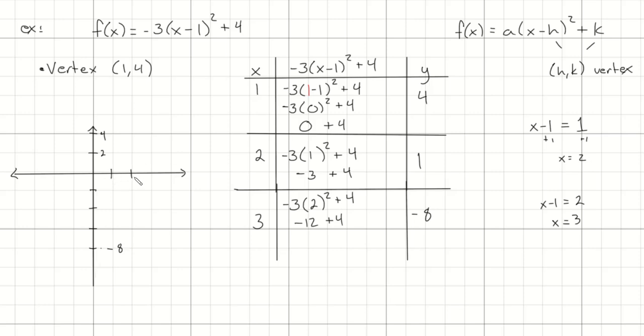Because I have space and I didn't think out this table a ton, here's my 1 and 2 and 3. It's okay that they have different scales as long as it's consistent all the way across the x-axis and consistent all the way through the y-axis. All right, so check it out. I'm going to plot these 3 points. Here's the point 1, 4. Here's the point 2, 1. And here's the point 3, -8.